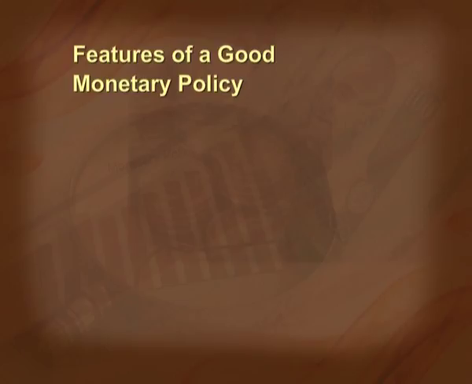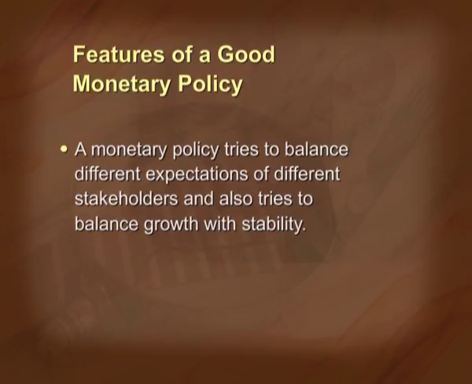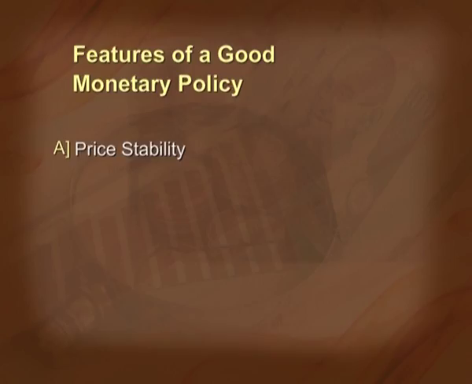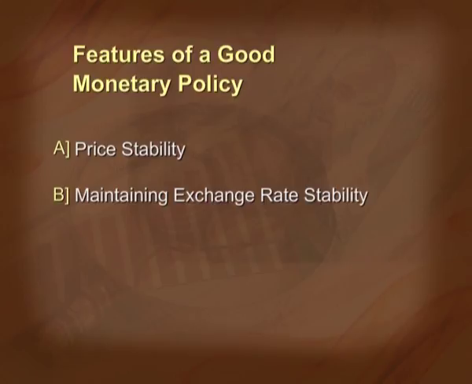If a monetary policy emphasizes on achieving one objective, it may skip the other. So, it may be appropriate to consider all these features as important, but not necessarily present in every monetary policy. A monetary policy tries to balance different expectations of different stakeholders, and at the same time it tries to balance growth with stability. The important features of a sound monetary policy can be classified under two heads: A. Price stability, and B. Maintaining exchange rate stability.